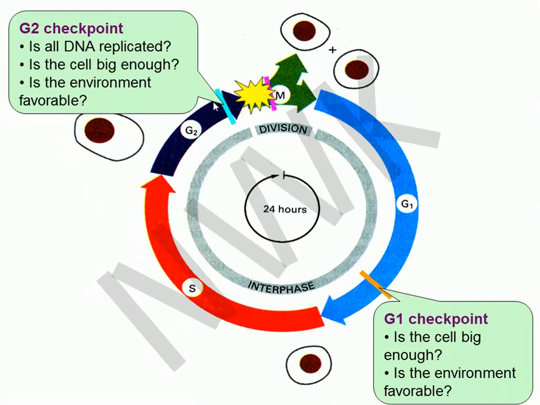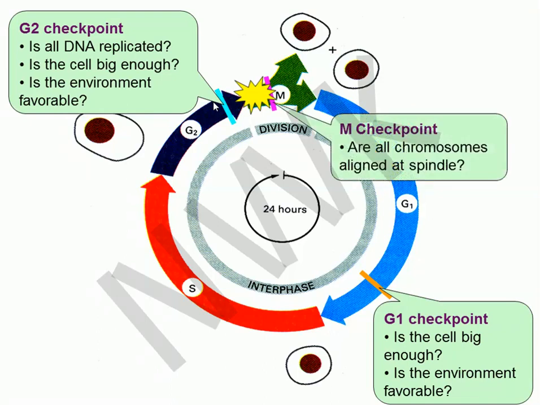The M phase checkpoint will be at early anaphase. It checks whether all the chromosomes align at the spindle. If everything is okay, then the cell will proceed through this checkpoint, undergo anaphase, telophase, and cytokinesis to complete the division process. If any one of the checkpoints is not fulfilled, then the cell will be arrested at this particular checkpoint. So this is also to ensure that the cell formed is normal.